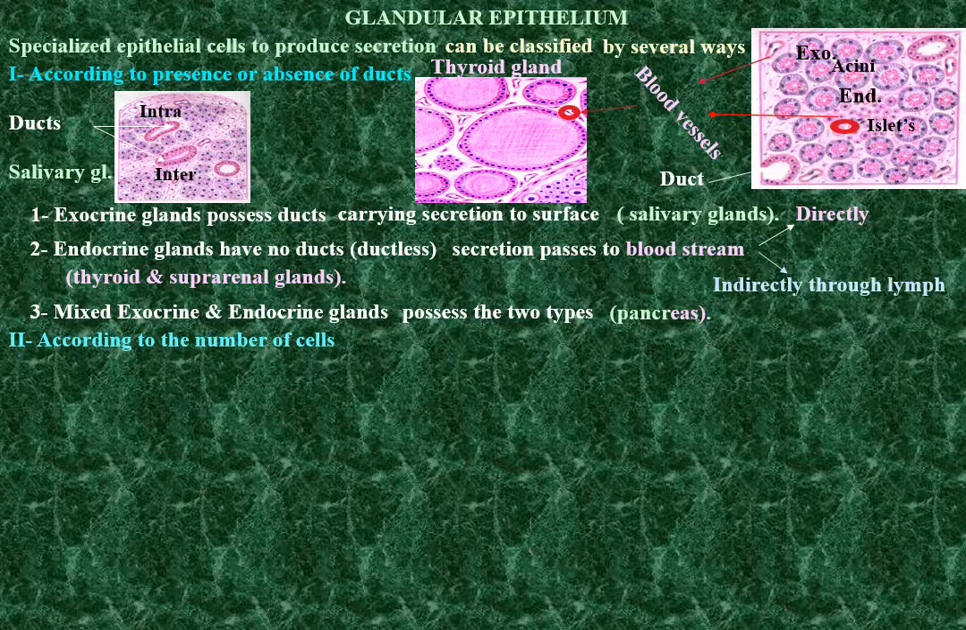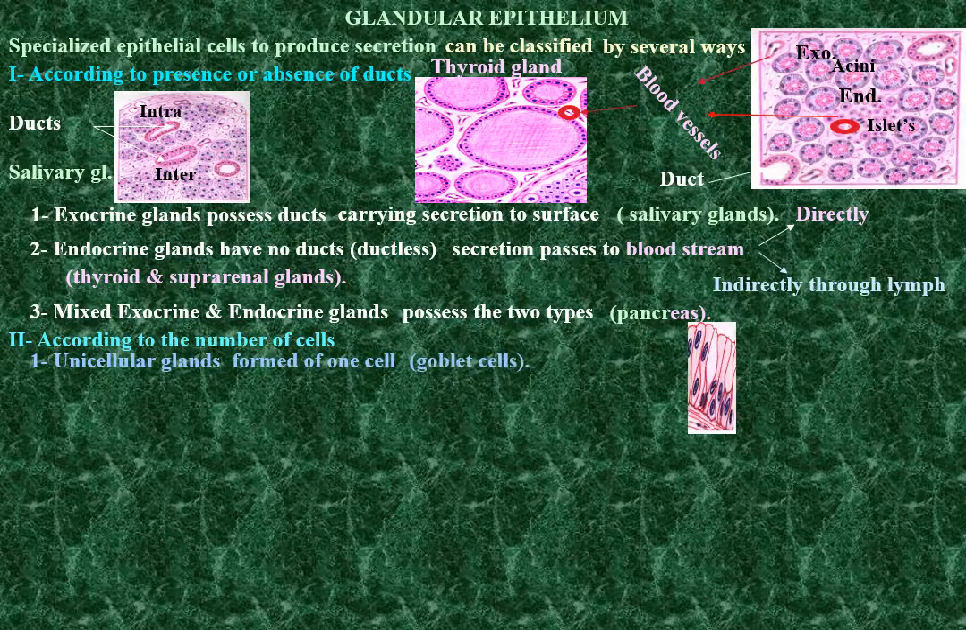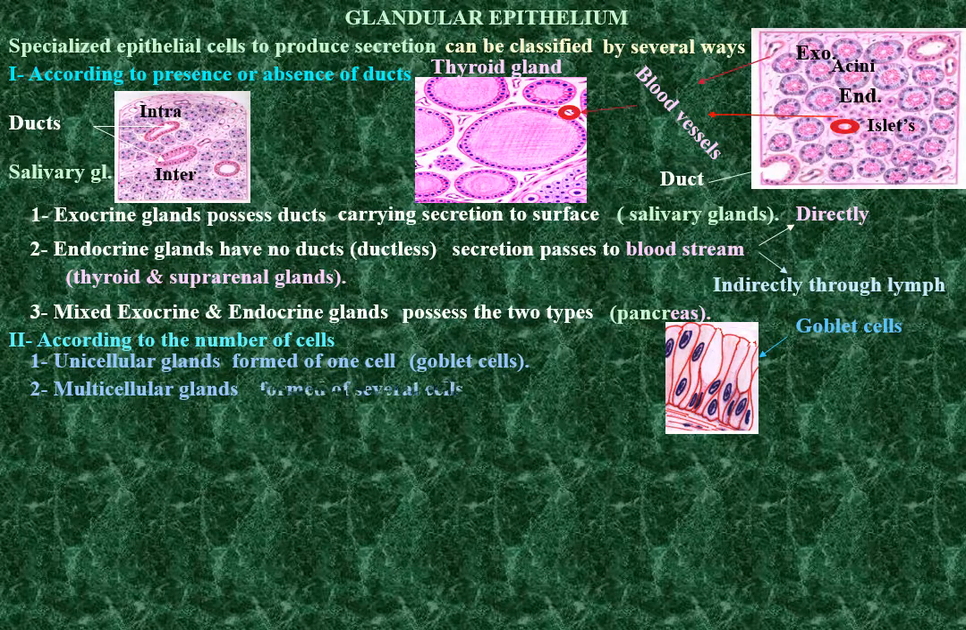Second, according to the number of cells. Unicellular glands are formed of one cell, as goblet cells. On the other hand, multicellular glands are formed of several cells, as the salivary glands. Third, according to the nature of secretion.